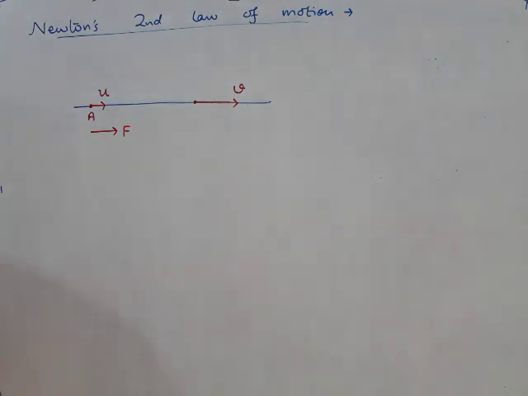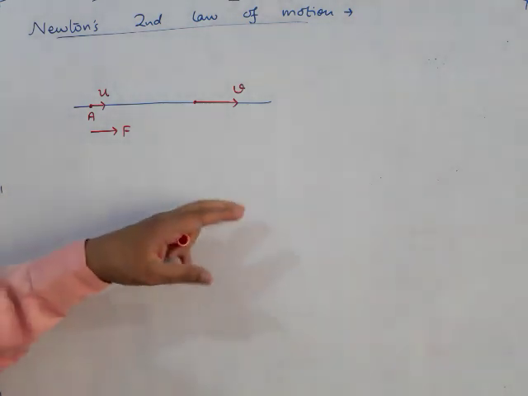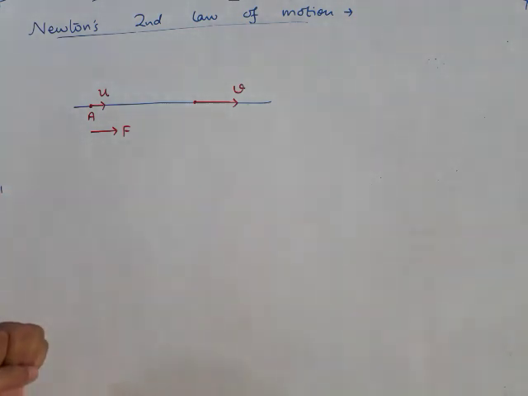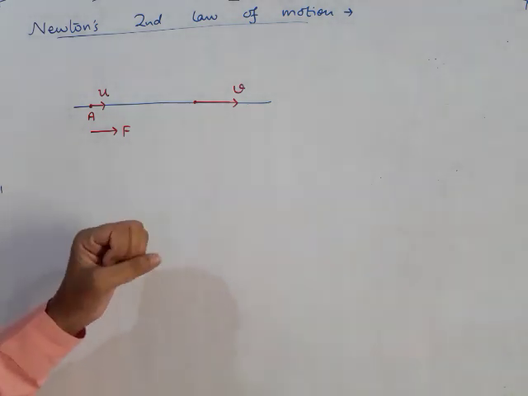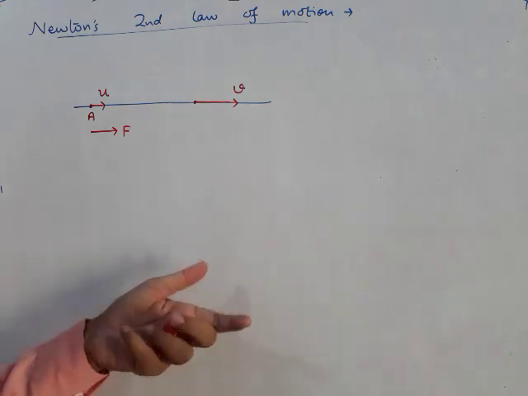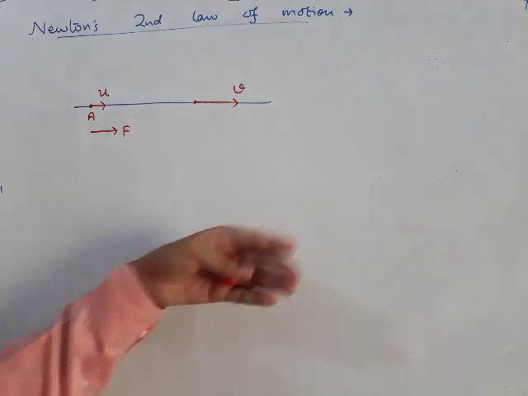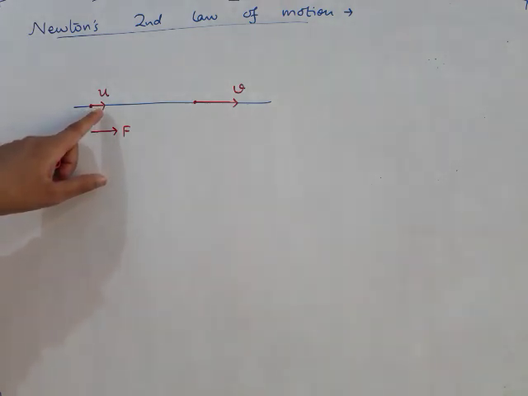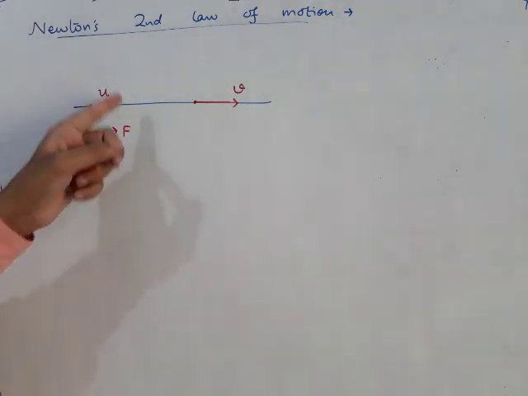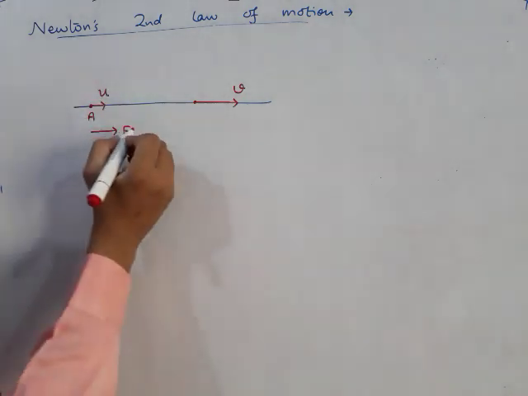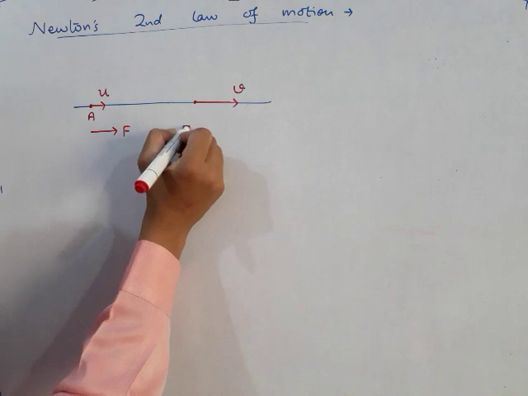You must have felt, students, if your friend is riding a bicycle, for example, on the road, and from behind you push the carrier of the bicycle in the same direction as the direction of motion of the cycle, what do you observe? His cycle starts moving faster. Same thing I am telling. If you apply a force in the direction of the initial velocity, then the velocity of the object will increase. Suppose this force acts for time t.